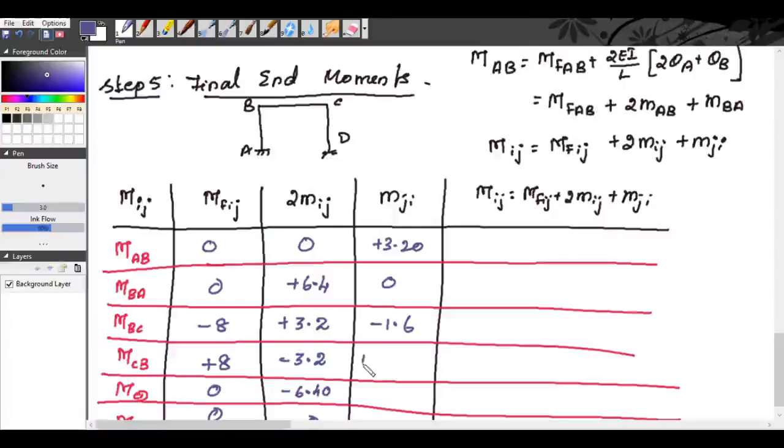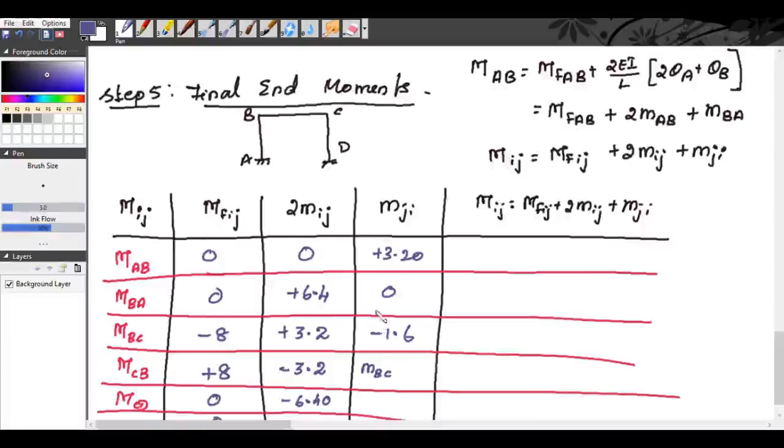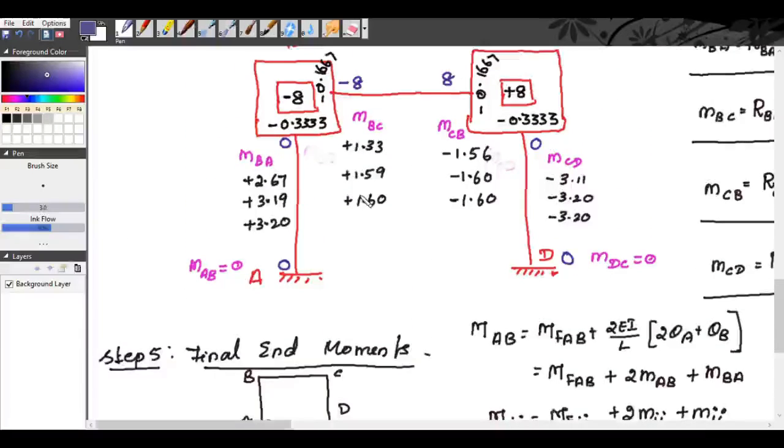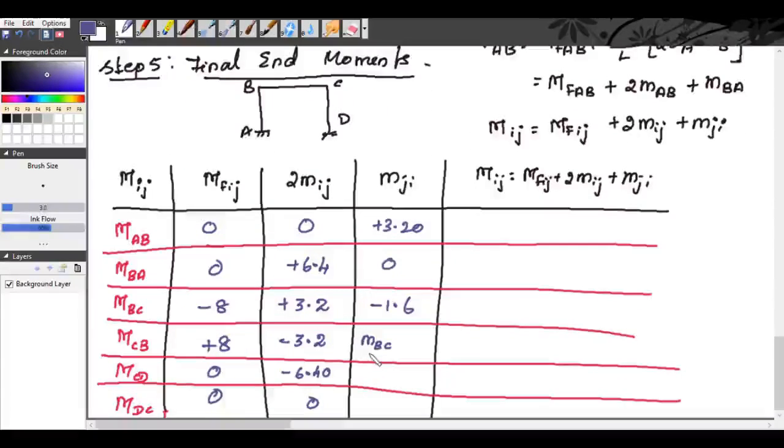Here it is MBC. So similarly you can write. MBC is plus 1.6, plus 1.6, so it is plus 1.6. Then 0 minus 3.20, 0 minus 3.20.